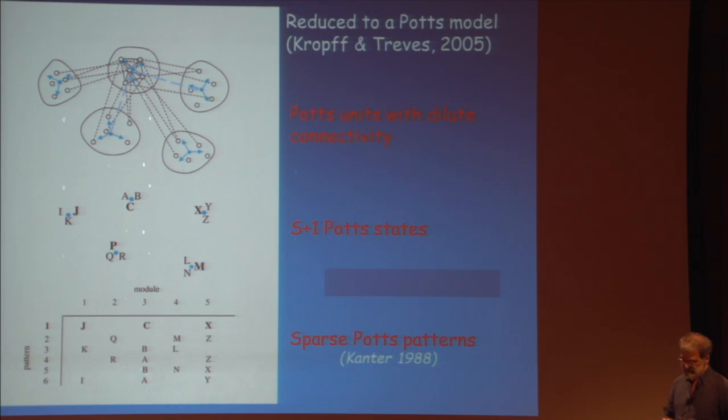In fact, this was a model analyzed by Ido Kanter in 1988 as a kind of interesting exercise. He was not particularly interested in the cortex, but he took it just as a well-defined mathematical model. And he found the interesting result that the number of memories that you can store in this kind of Potts version of the Hopfield model scales linearly in the number of connections of each Potts unit.